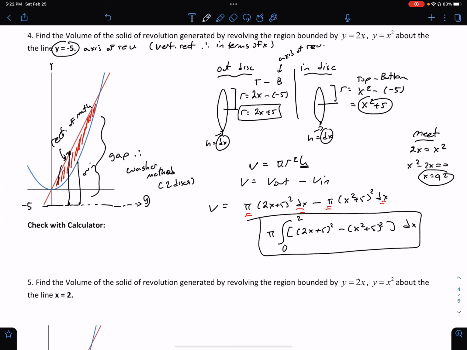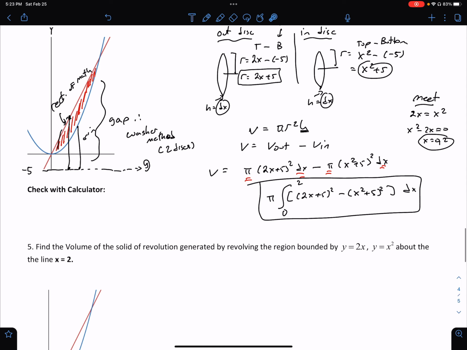All right, in another video, we are going to check these with the calculator. Just give me a little bit, okay? We're going to check these with the calculator. I don't have my calculator set up right now, but we're going to take a look at that in another video. But let's go ahead and move on to number 5.